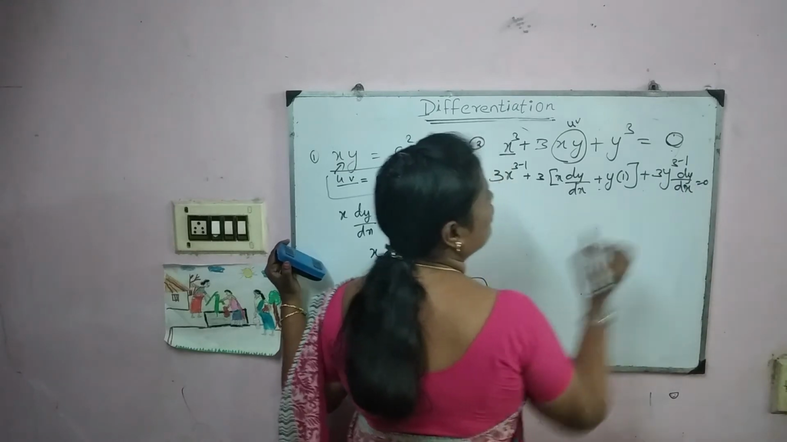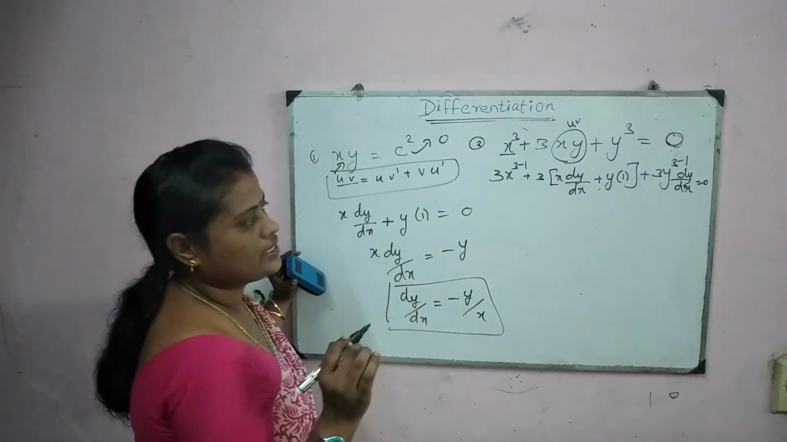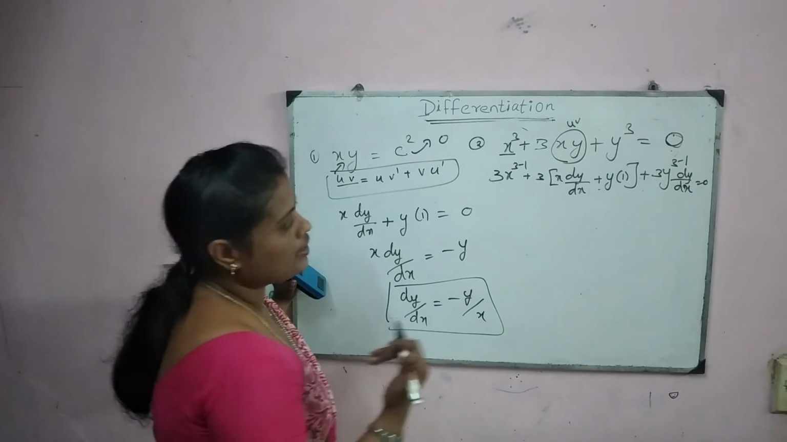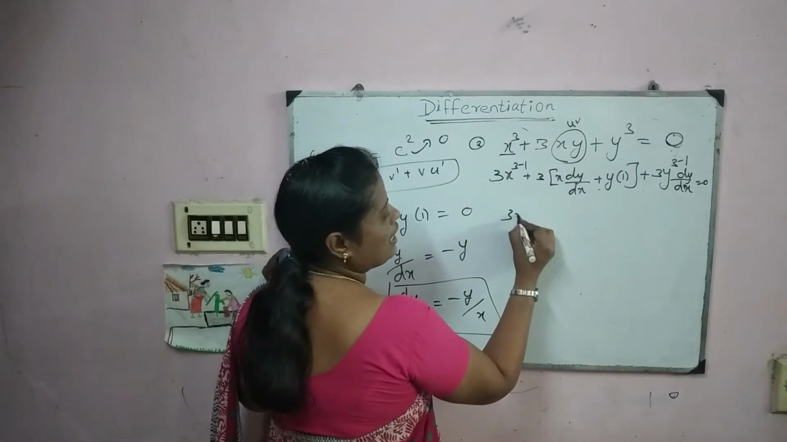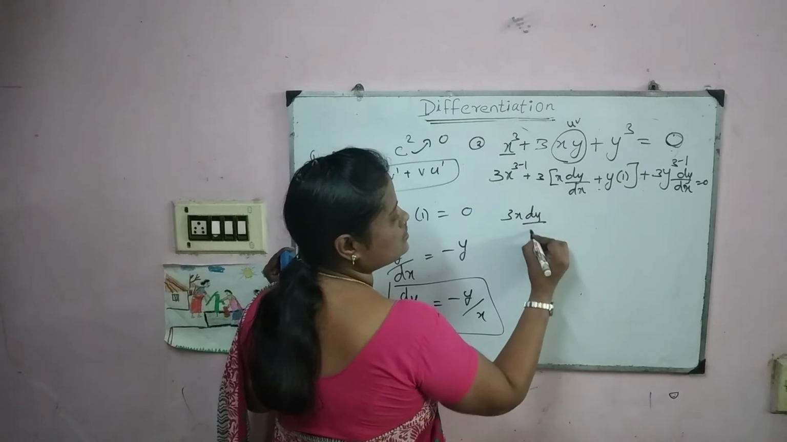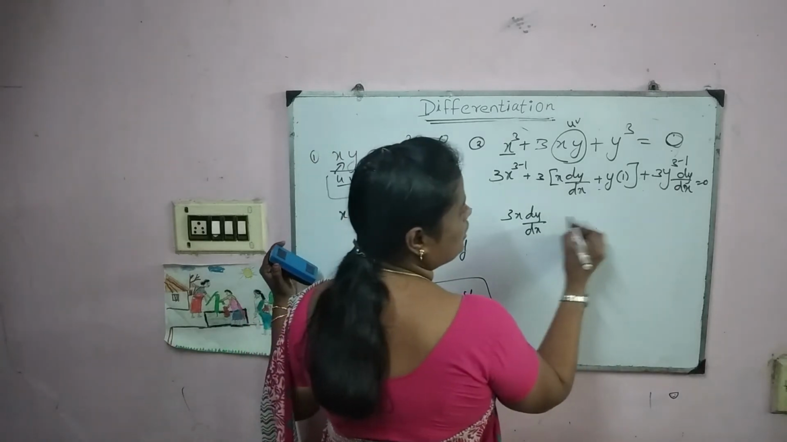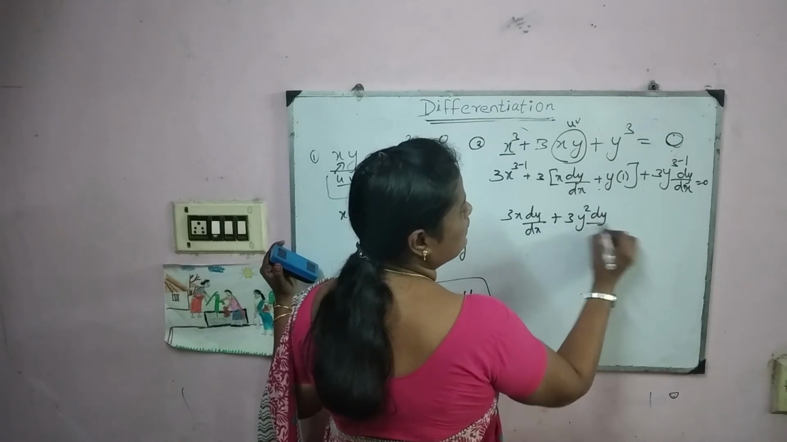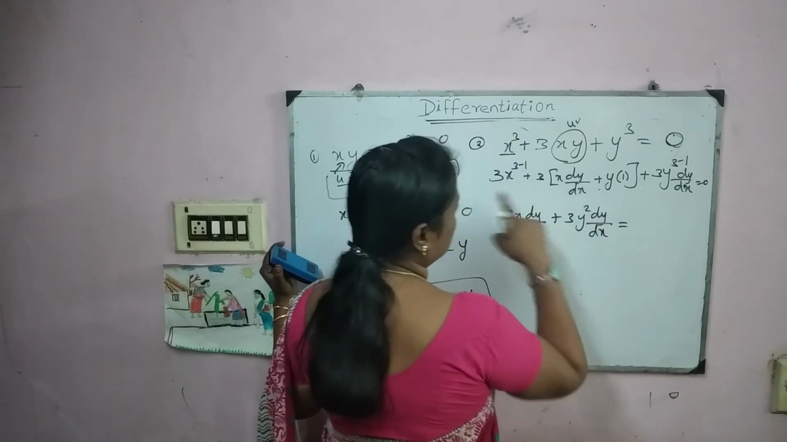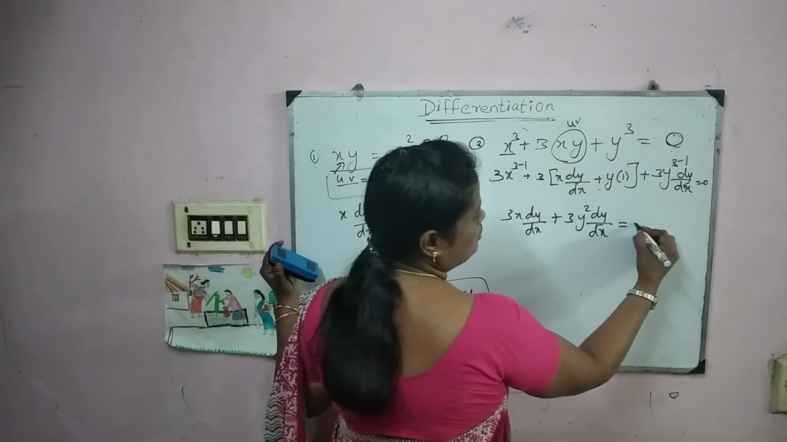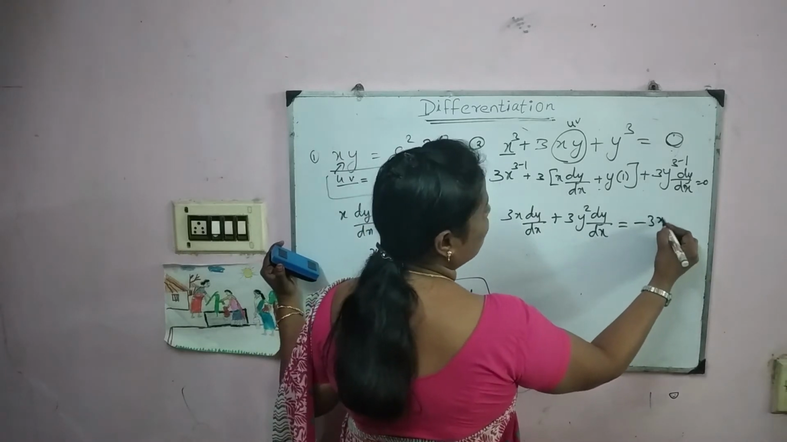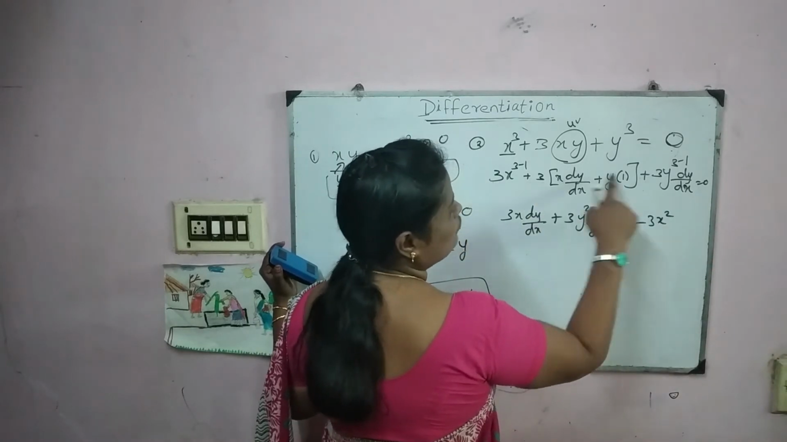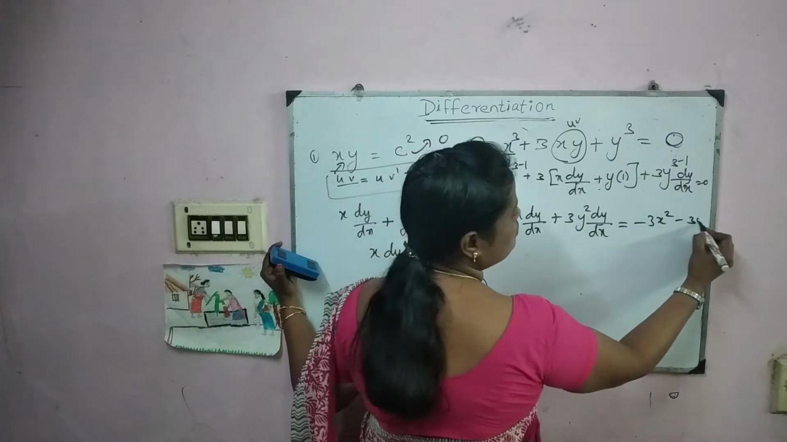Equal to 0. Now we want only the dy by dx. So collect the dy by dx terms separately. So we have 3x dy by dx. The other term is 3y square. Am I right? 3y square dy by dx, which is equal to this 3x square. So it will come here as negative of 3x square and 3y, and this is also negative.